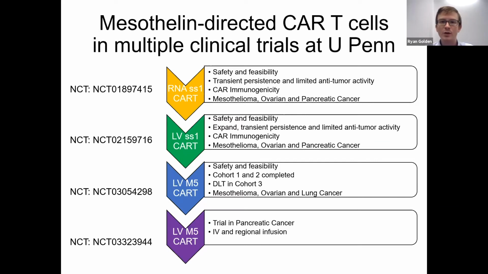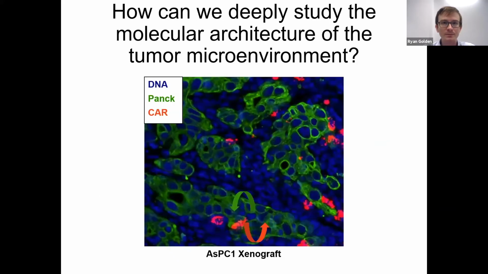So across all of these trials, some of which are completed, some of which are ongoing, a number of human tissue specimens have been collected. We have tissue specimens from metastatic nodules before infusion of the CARs and after infusion of the CAR T cells. This is very exciting because then you can ask questions about how this therapy is affecting the microenvironment of the tumor, and how the tumor interacts with the CAR T cells. So this brings us to this central issue of what can we do and how can we use these tissues for maximum benefit to deeply study the molecular architecture of this tumor microenvironment.